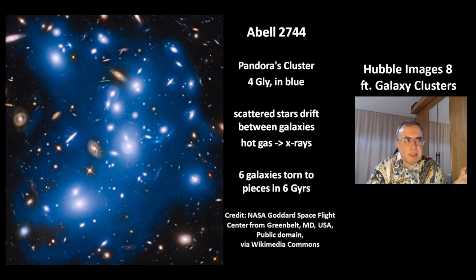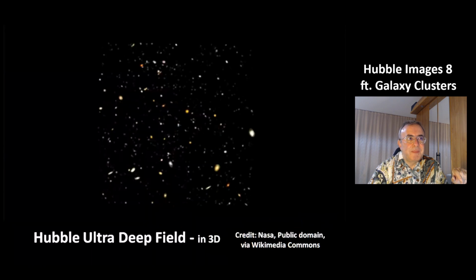This is the Pandora's cluster, another image. The cluster is in blue in this image, and there are scattered stars that drift between the galaxies. And the hot gas is the source of X-rays. In this cluster, 6 galaxies were torn to pieces within 6 billion years. And that's where the scattered stars come from.